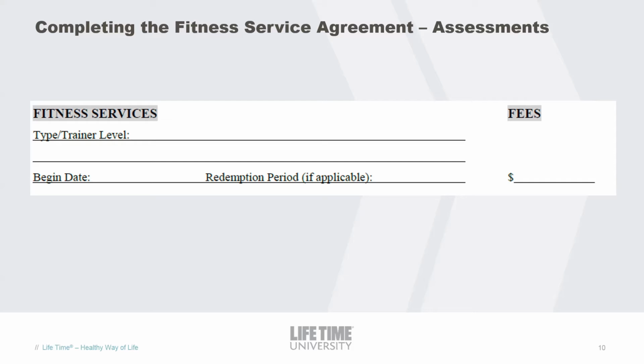The next example, which is highly recommended for a team, is an assessment. The type and trainer level will be the active metabolic assessment for a client at the discounted fee of $99. A client is described as a member who is currently working with a fitness professional in one-on-one or group services. The begin date is again today, with a redemption period of 1 year with no expiration date. The total fee is $99.